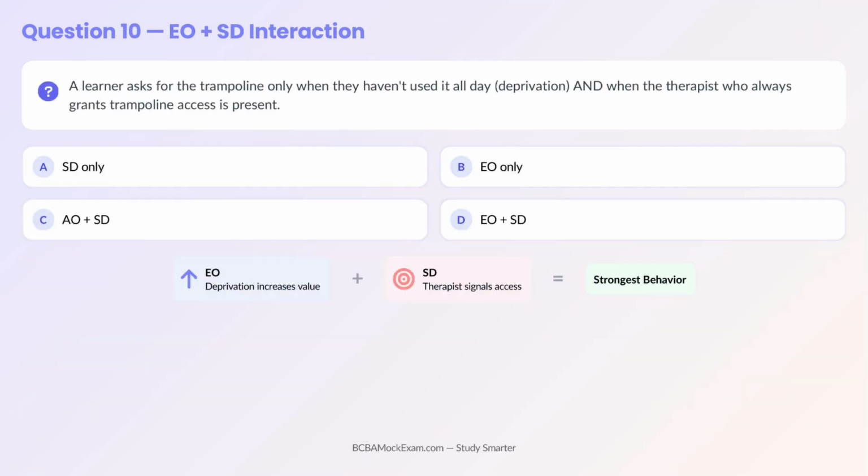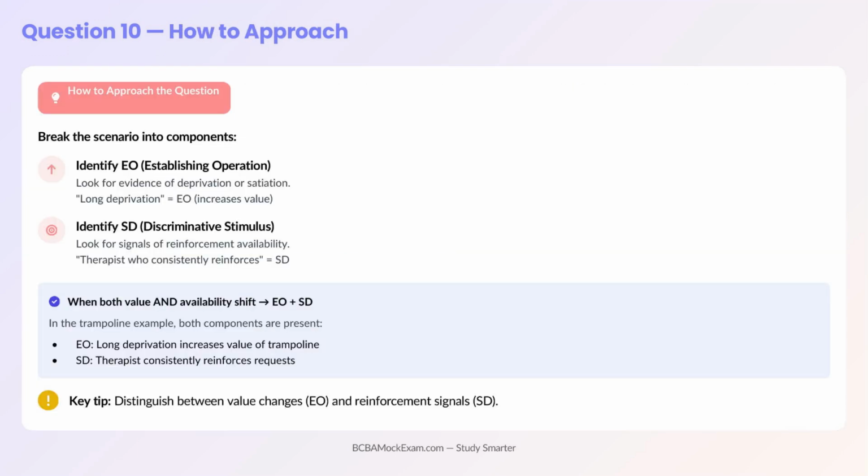A learner asks for the trampoline only when they haven't used it all day and when the therapist who always grants access is present. A. SD only. B. EO only. C. AO plus SD. D. EO plus SD. This question highlights scenarios where both value and reinforcement availability are changing together. To approach this question, examine the scenario in two parts.